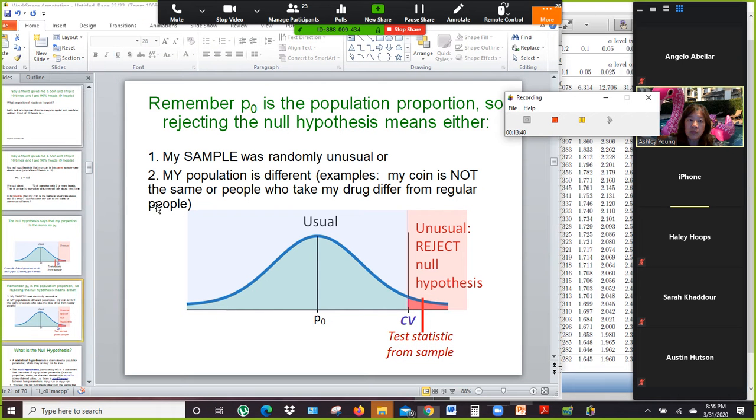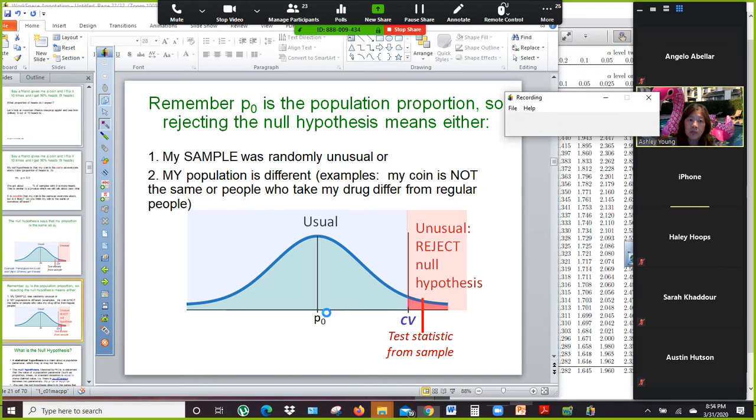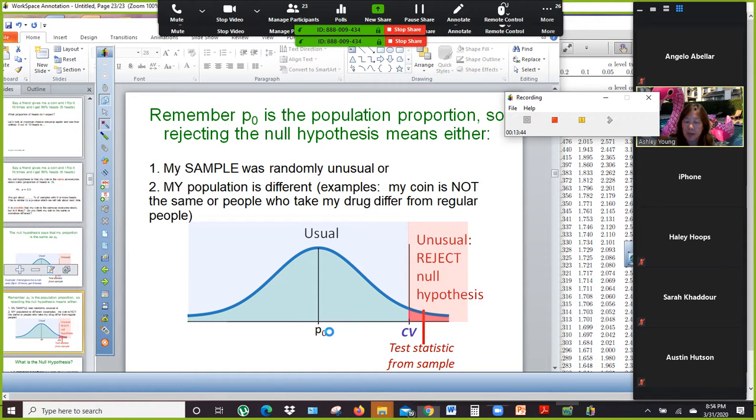And remember, this P naught, that's the population proportion. That's what everybody in the world has. So rejecting the null hypothesis means either you happen to get an unusual sample, and that will happen 5% of the time, right? 95% confidence, and 5% of the time you're going to get something over here. Or my population is different. Now, my coin is not the same. Or people who take my drug differ from regular people. It pushes them more towards this direction in some way.